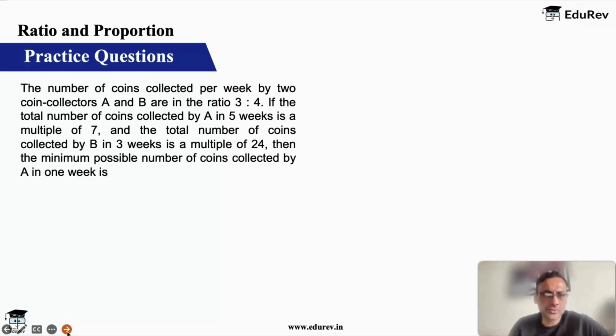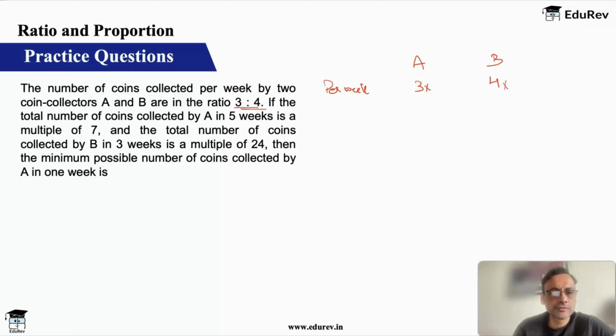This again is a CAT question. The number of coins collected per week by 2 coin collectors are in the ratio of 3:4. So A and B per week. Remember, this is per week. So per week, the coins that they collect are 3x and 4x. If the total number of coins collected by A in 5 weeks is a multiple of 7, so in 5 weeks, he's going to collect 15x, right?